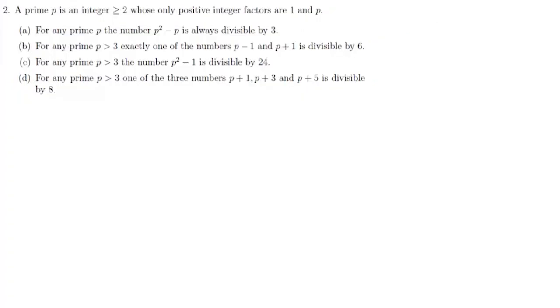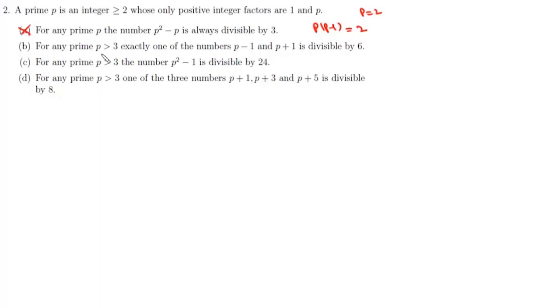Now the second question is about a prime p, which is greater than or equal to 2, whose only positive integral factors are 1 and p. Now the first one is: for any prime p, the number p squared minus p is always divisible by 3. Now if we look at p squared minus p, it is p into p minus 1. Now since it has to be true for any p which is greater than or equal to 2, if we choose p as 2, we'll get p squared minus p as 2, which is not divisible by 3. So it is not true for all the primes. So option A is incorrect.